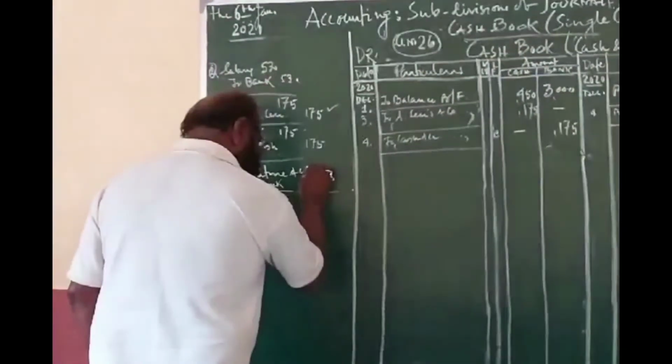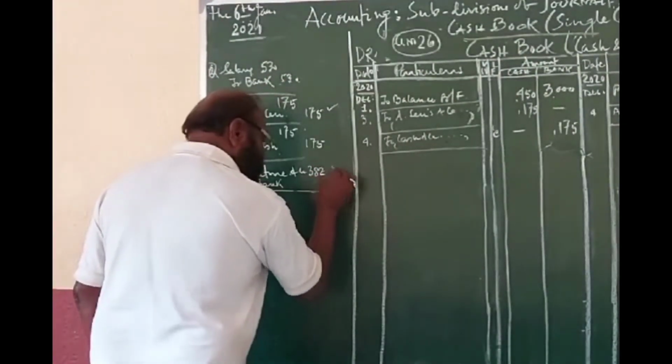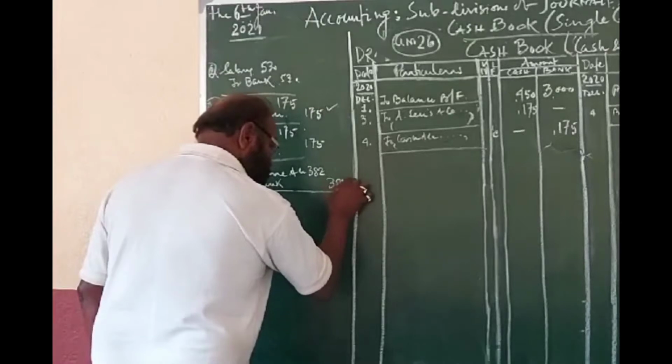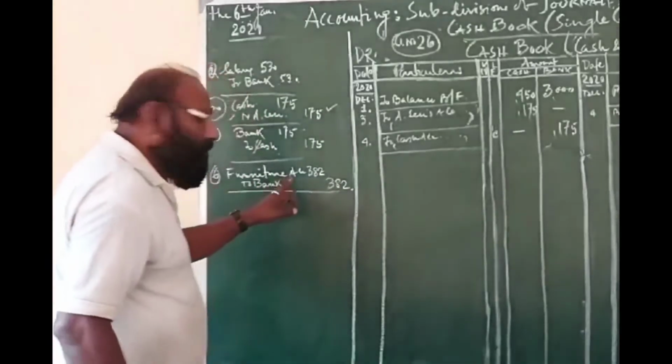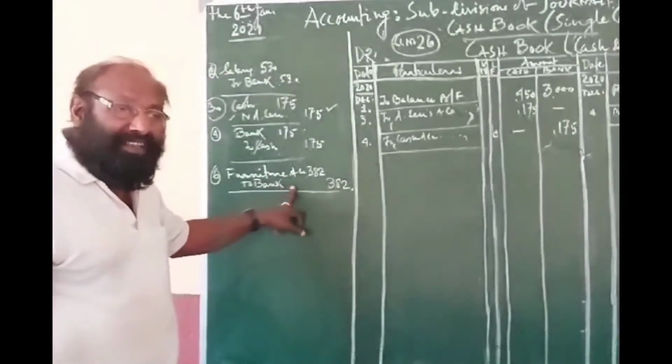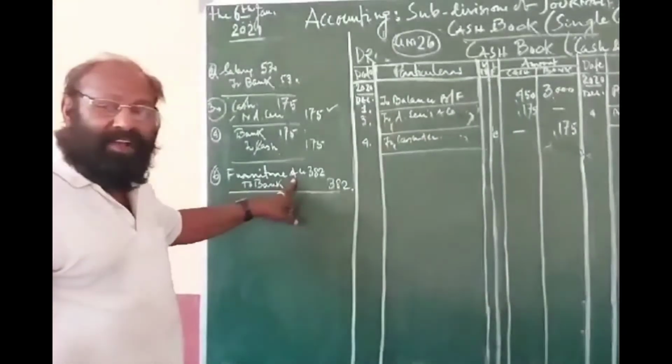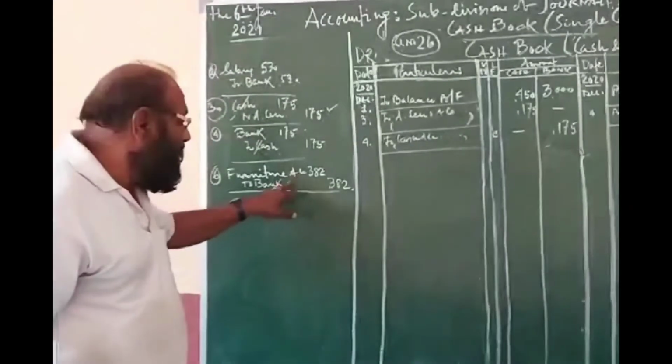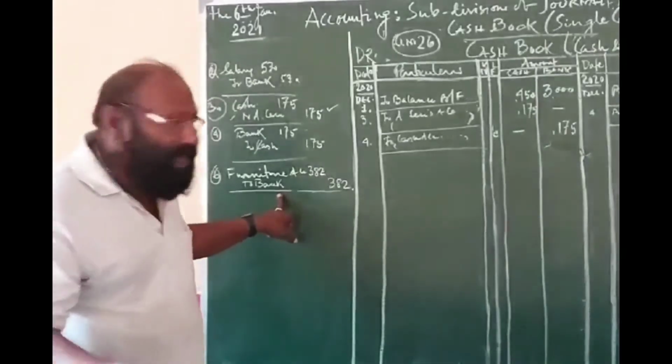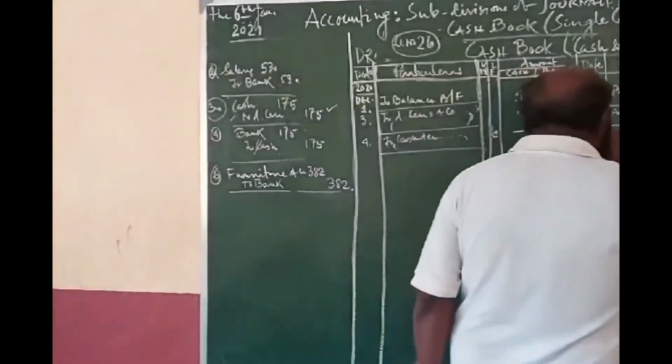382. Almirah 382. Very nice. I will purchase 10 almirah. Okay. Now there will be 2 accounts. One is furniture account. In furniture account we should write to bank, and in the bank account we should write buy furniture. Okay. And here is our bank account.